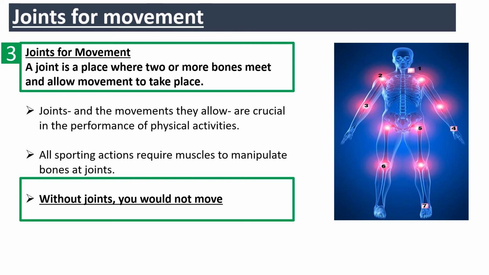So here I think it's number 4, joints for movement. A joint is a place where two or more bones meet and allow movement to take place. Without joints we would not be able to move. Now we will focus more in on joints in a later lesson, the different types of joints and things like that, but for now you just need to know joints for movement.